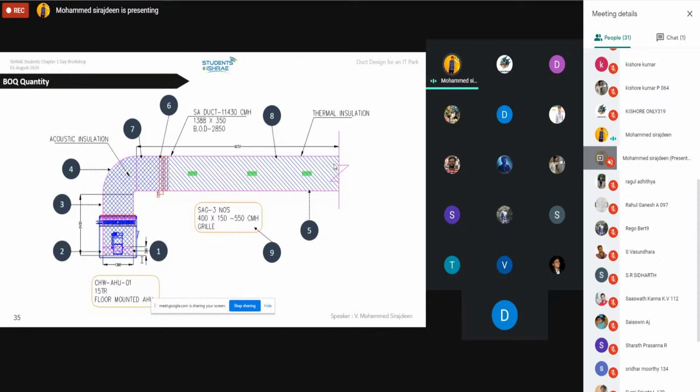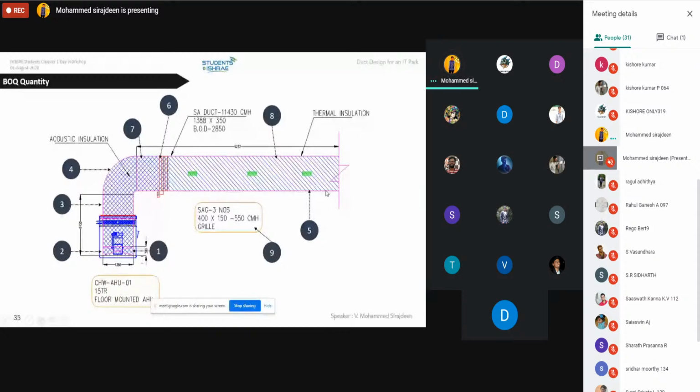Then this is called hatch. Okay, in AutoCAD there is an option called hatch. If you are well known in AutoCAD, you may know what is hatch. So we represent or specify the acoustic insulation by this kind of hatch. This is a common language. A drawing is an engineering language.